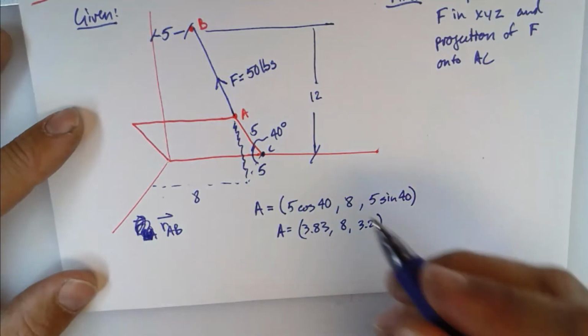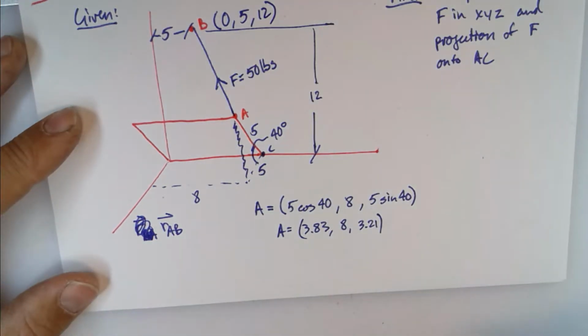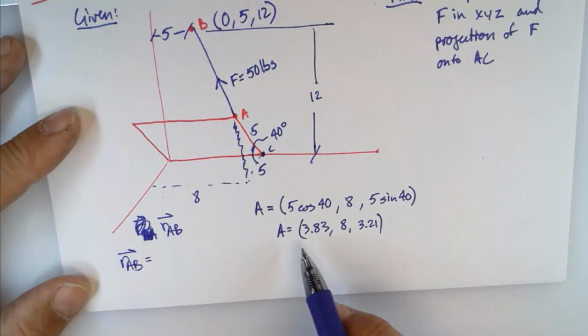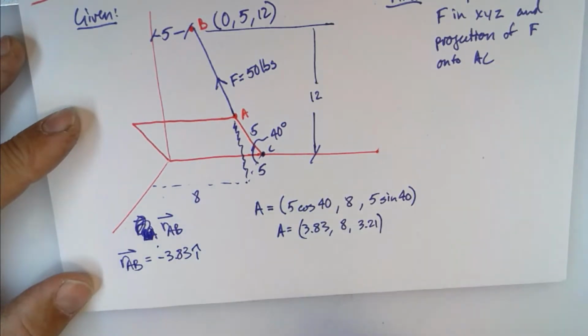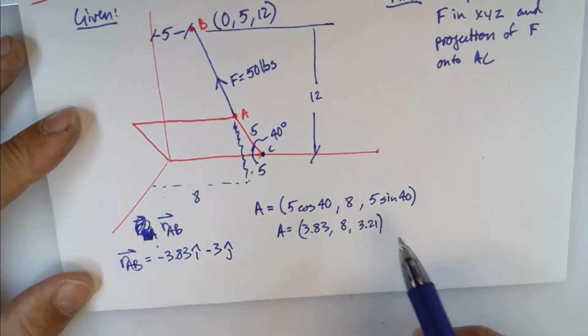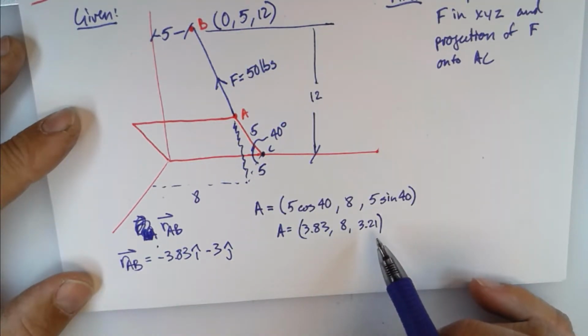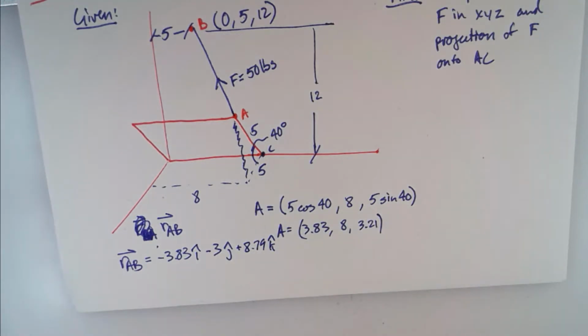So I'm going to take the coordinates of B. Maybe we should throw the coordinates of B on here. It looks like they're 0, 5, 12, right? It's 0 in the x, 5 in the y, 12 in the z. So RAB is going to be the endpoint 0 minus 3.83, so negative 3.83 i hat, 5 minus 8, negative 3 j hat, and 12 minus 3.21, which is 8.79, plus 8.79 k hat. Right?